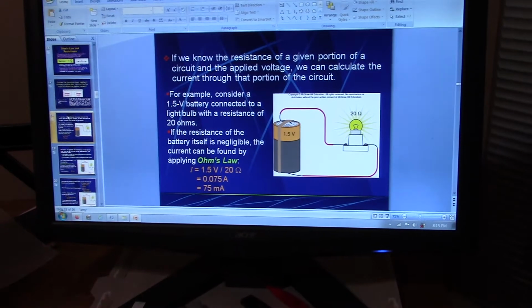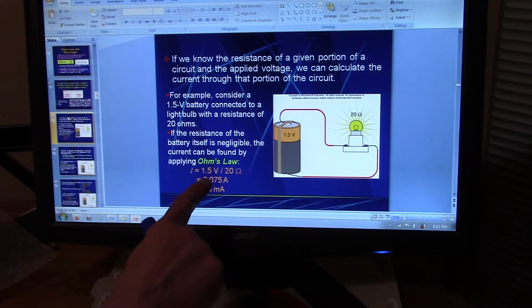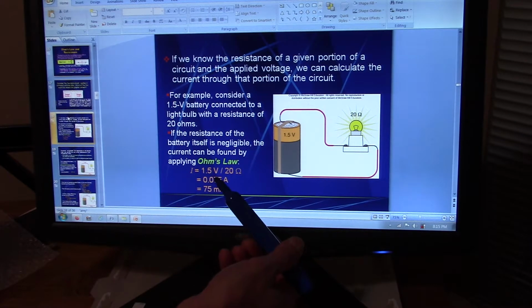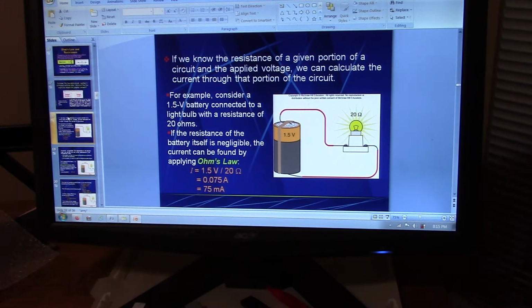So let's go back up to the example. And you all remember, all these PowerPoints are up on Canvas. So here where you have 1.5 volts and 20 ohms, you would get 0.075 amps. Okay? So that's electricity. You're now doing electric circuits. Congratulations. Pretty cool, huh?